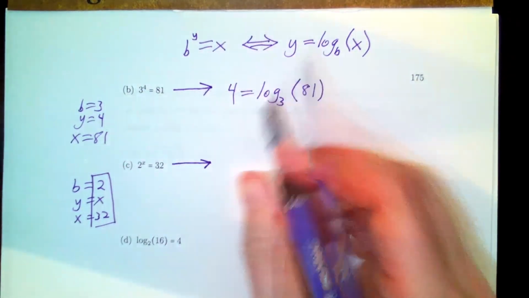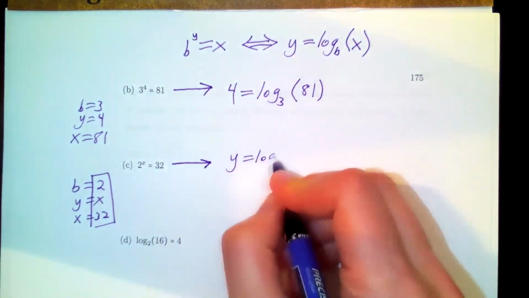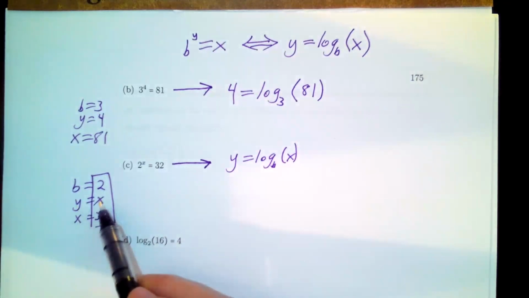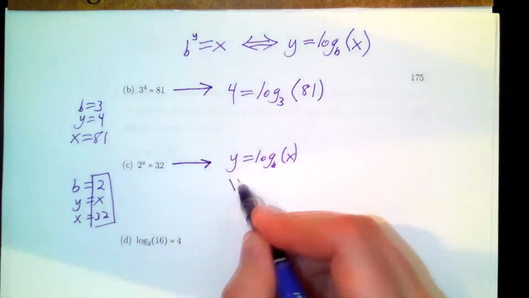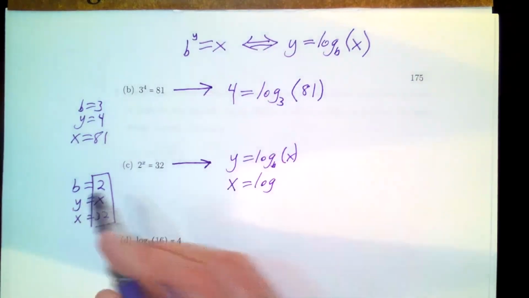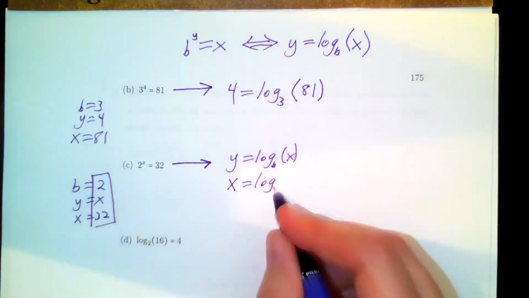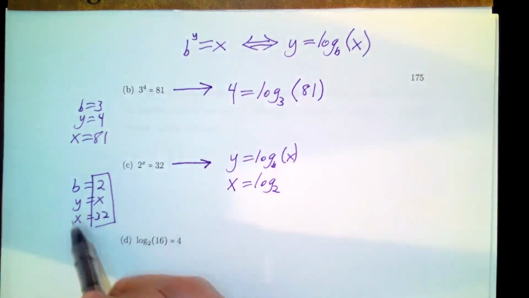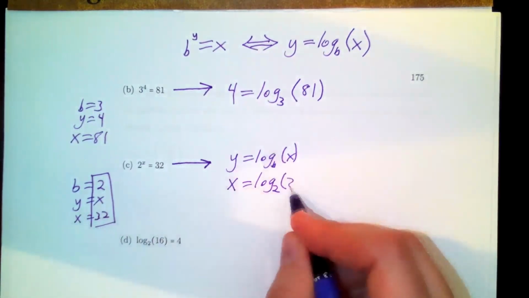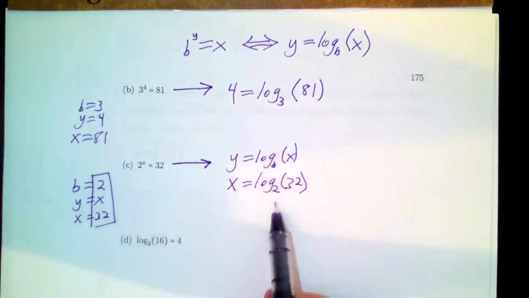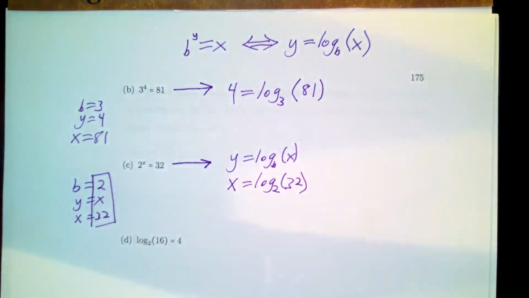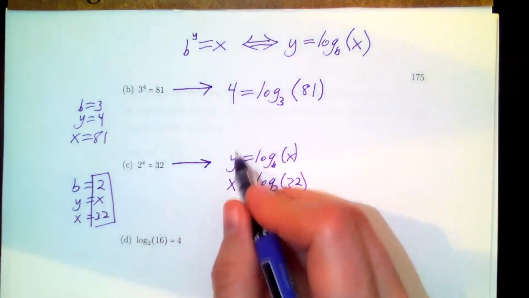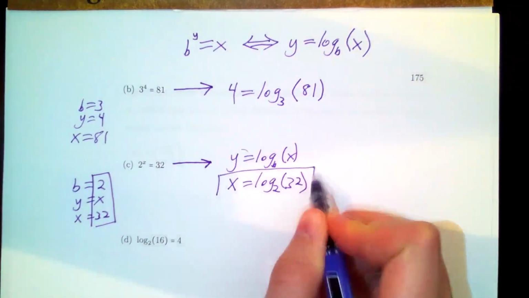So when we want to rearrange this into y equals log base b of x, we have y is x, equals log base b, my b is 2, of x, and what is my x? My x is 32. We have x equals log base 2 of 32. So we translated this statement into its logarithmic equivalent using that formula. So this is my answer.